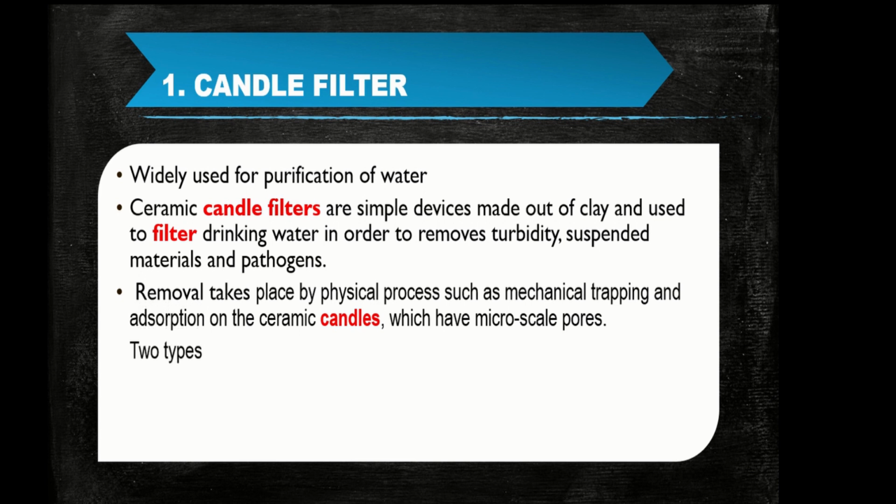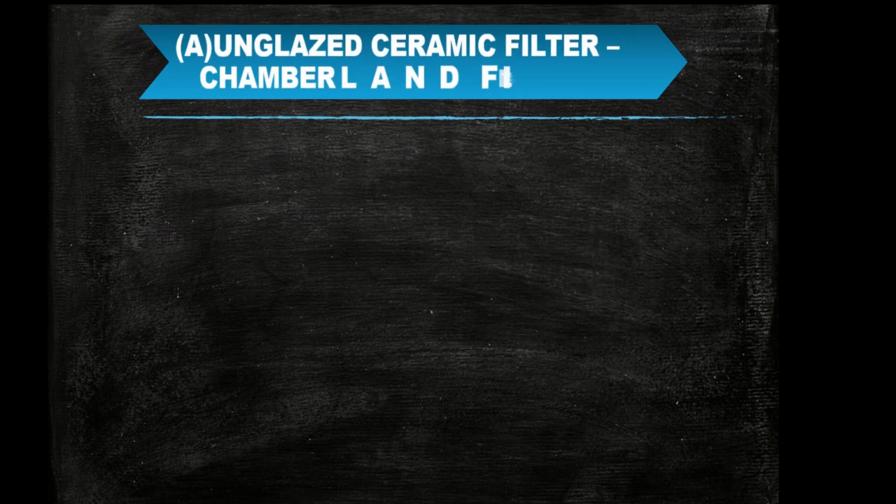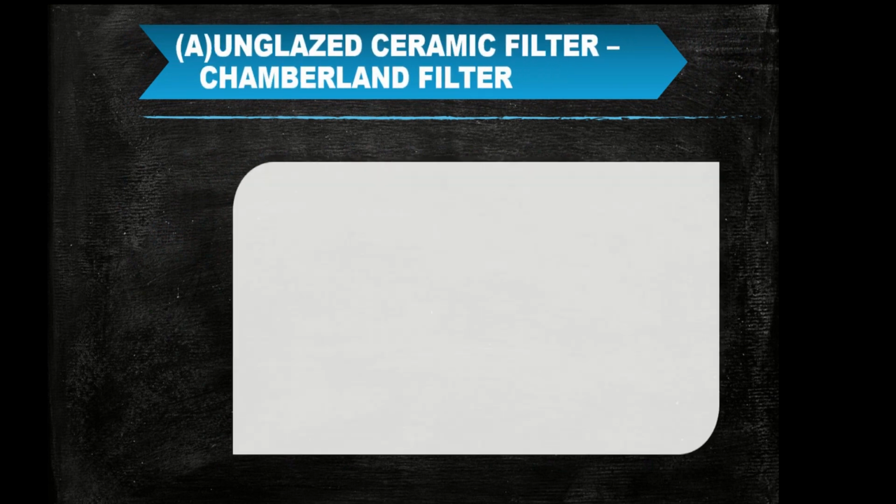Two types are available in the candle filters. The first one is the unglazed ceramic filter, the best example being the Chamberlain filter. The second one is the diatomaceous earth filter, the example being the Berkefeld filter. Let us see first the unglazed ceramic filter, that is, the Chamberlain filter.